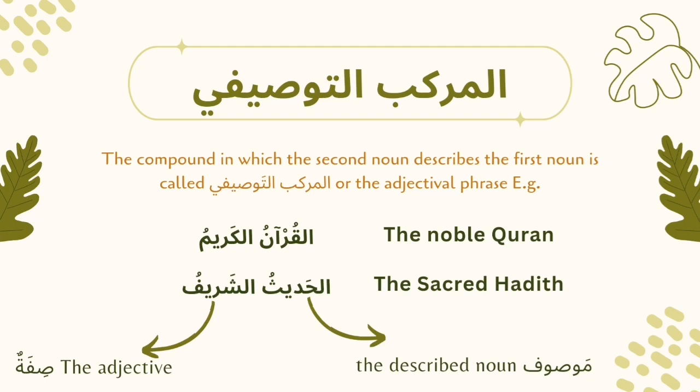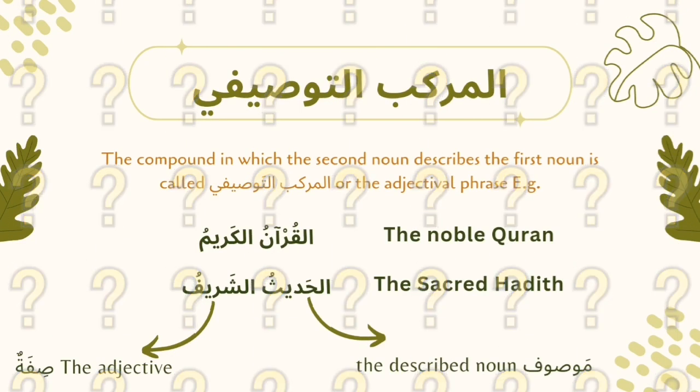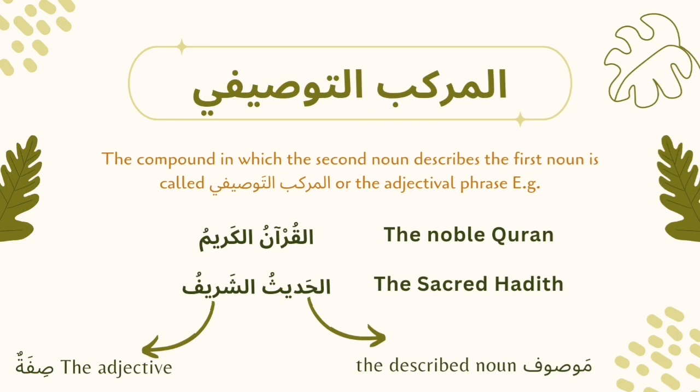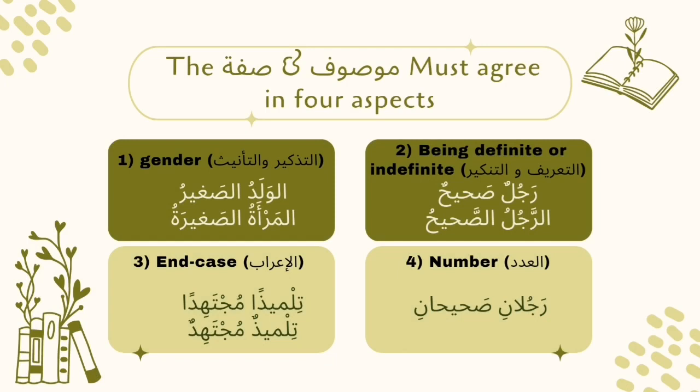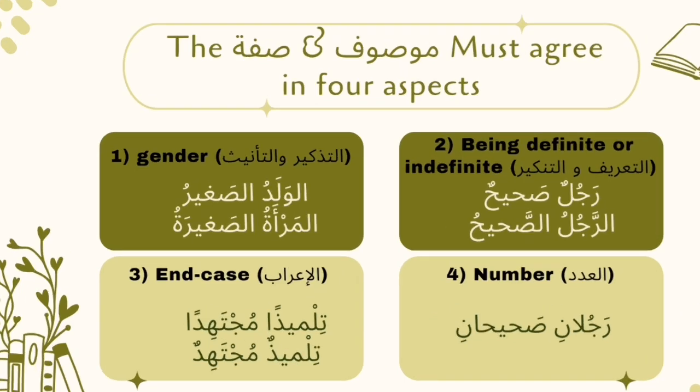Example, Al-Qur'anul Kareem, the Noble Quran. When I read this, the listener will have in mind as what about the Noble Quran? And likewise, Al-Hadithu Sharifu, the sacred hadith. The first noun is called Mawsuf and the second is called the Sifa. Note that the first noun is Ismul Dhat while the second is Ismul Sifa. The Sifa and the Mawsuf must agree in 4 aspects.